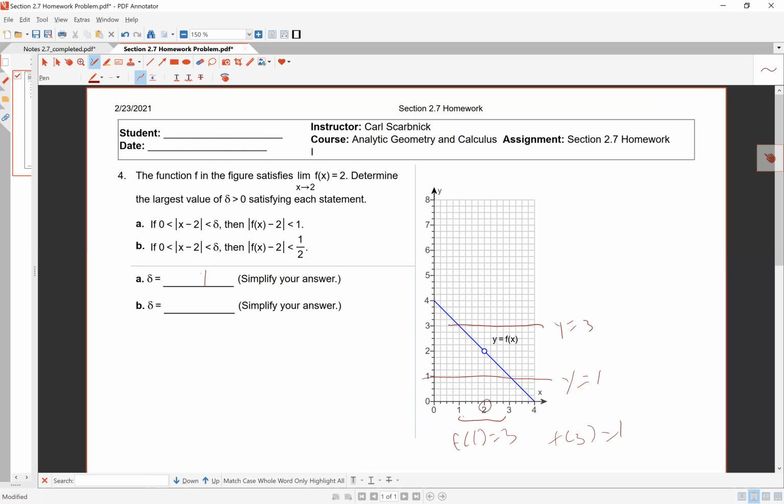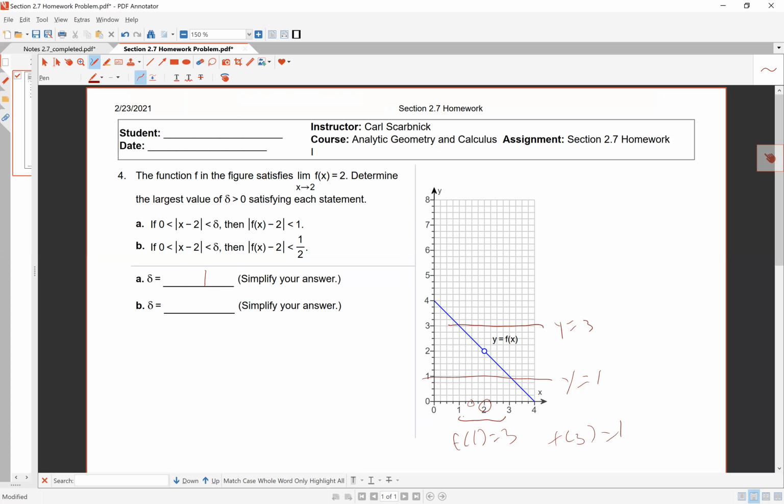So your delta is 1, meaning you go 1 to the left from 2 or 1 to the right of 2. If x minus 2 is less than 1, then f of x minus 2 is also less than 1. So let's say you choose x equal 1.5, right here, that's in the interval from 1 to 2. You know that in this case, f of 1.5 minus 2 will be less than 1.